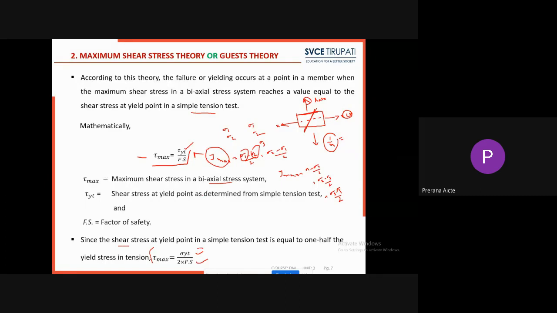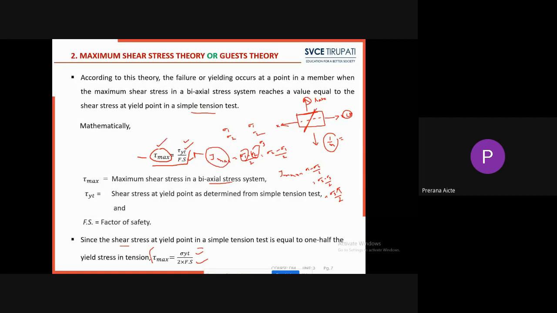టెస్ట్ అన్నప్పుడు ఏంటి, tau maximum is equal to sigma yt by 2 into factor of safety. These two formulas are very important. And how to get this tau maximum value? In our given problem, they will give only the factor of safety value. They will not give sigma yt value and tau maximum value.